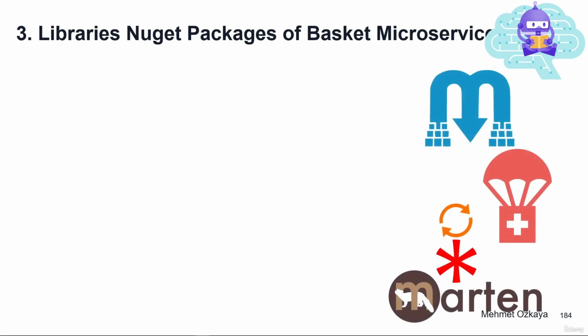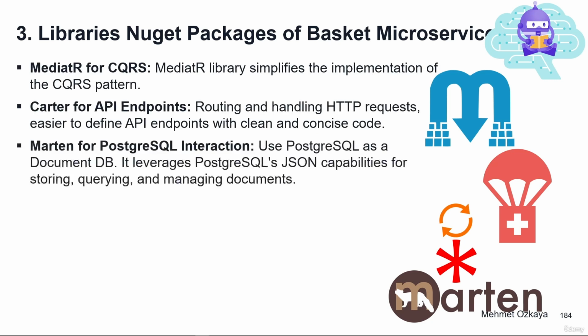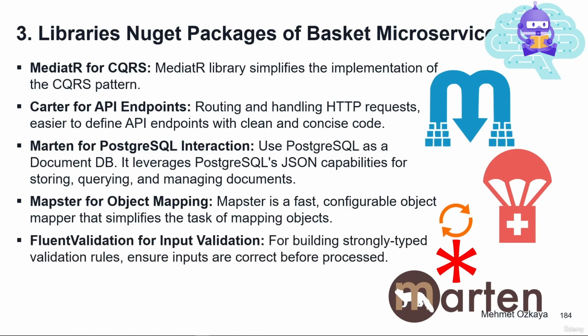If you look at the libraries and NuGet packages of basket microservices, we can say that we will use MediatR for CQRS, Carter for API endpoints, Marten for interacting with PostgreSQL as a document database, Mapster for object mapping, and FluentValidation for input validation. Most of these packages will already come from the building blocks class library, which the basket API project references in order to implement common operations in basket microservices, similar to catalog microservices.